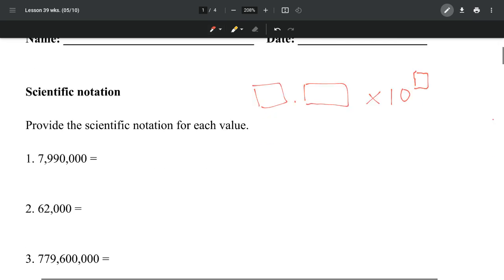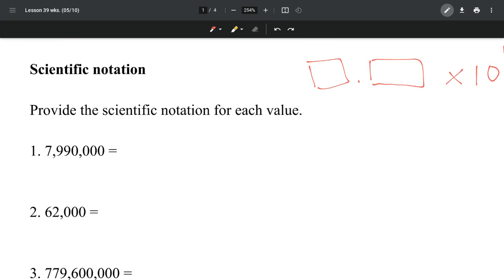For number 1, we have this huge number, and we want to write it conveniently in decimal form. What we're going to do is move the decimal point, and we want one number in front of the decimal point. So 1, 2, 3, 4, 5, 6 times. We're going to move the decimal point 6 times to the left. So that's 7.99 times a base of 10 to the power of 6. Why? Because we moved it 6 times to the left.